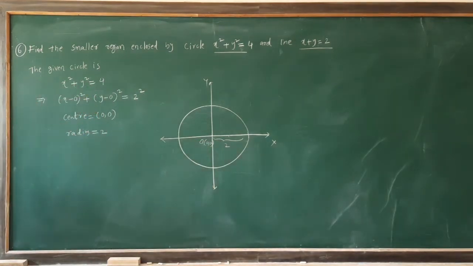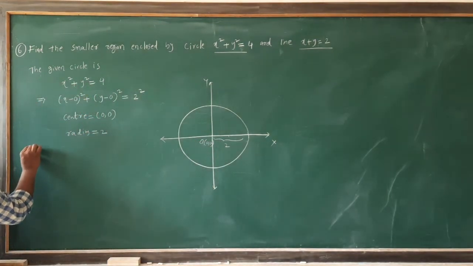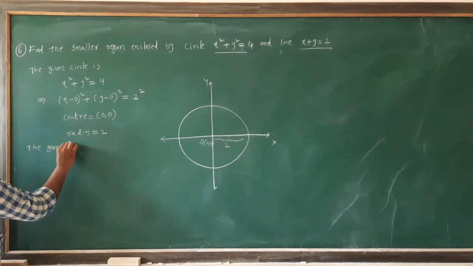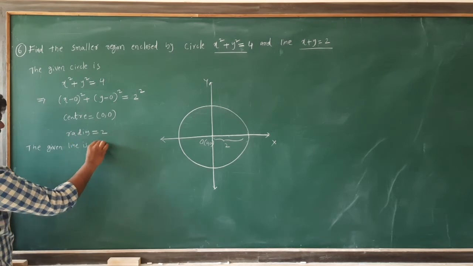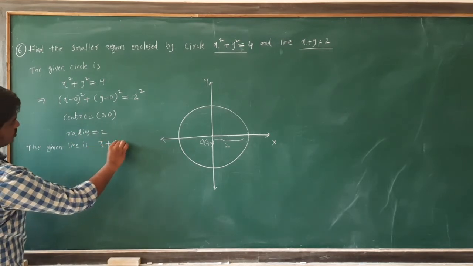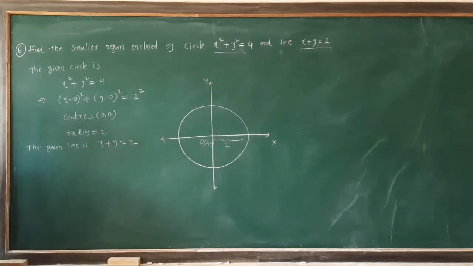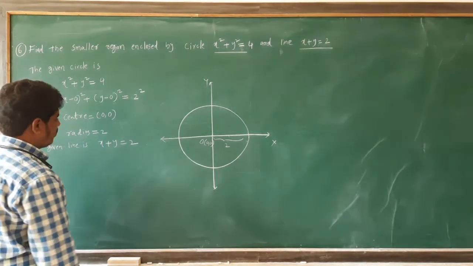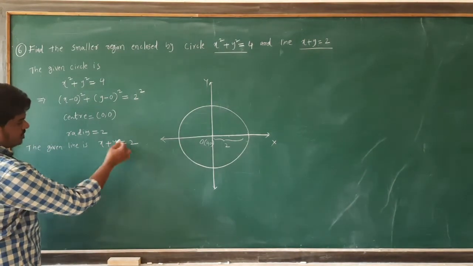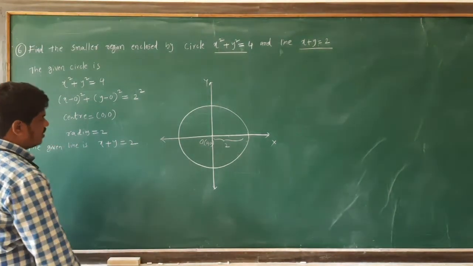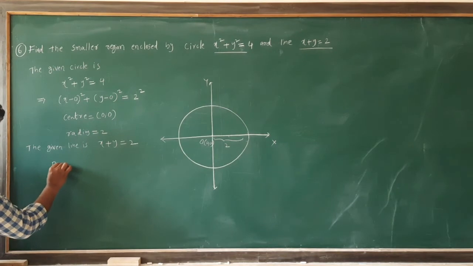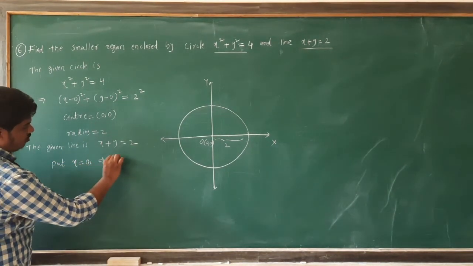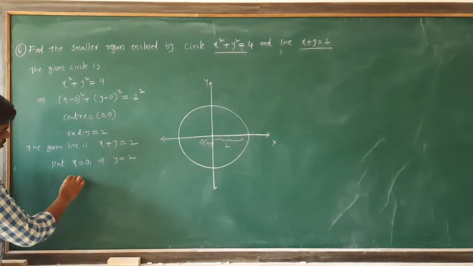Next, the given line is x plus y is equals to 2. How to draw this line, there are many methods. Okay. First, put x equals 0 and find the value of y. I am doing one method. Put x is equals to 0. You will get the value of y. What is it? 2. Okay.